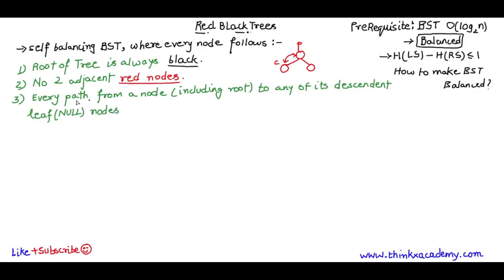So this means that if you create a path from a particular node to the root node, to the null nodes or the leaf nodes, it will have the same number of black nodes. I'm going to write here black nodes. So these are the three important golden points, and we're going to make use of these three rules, and then we're going to perform insertion in a way that these three rules are not violated.